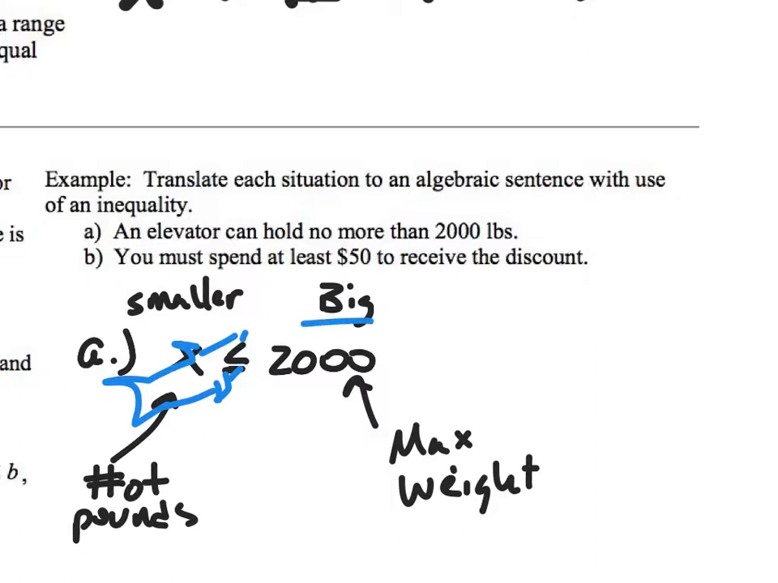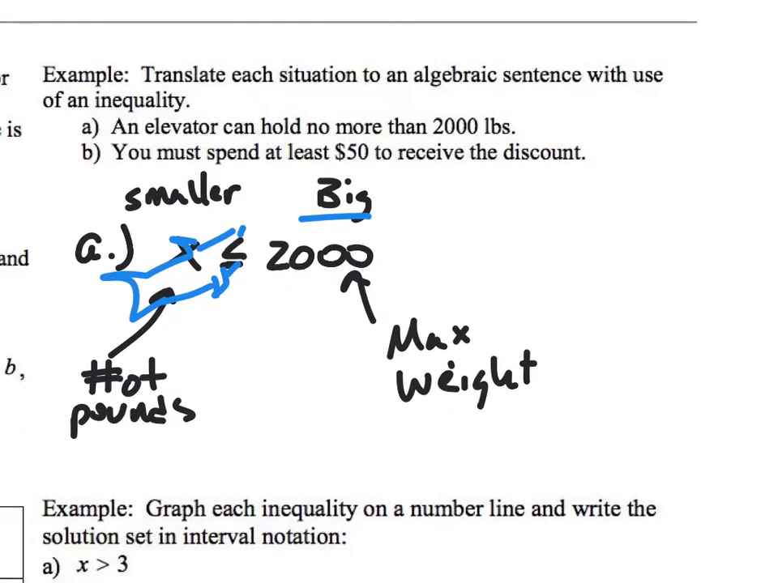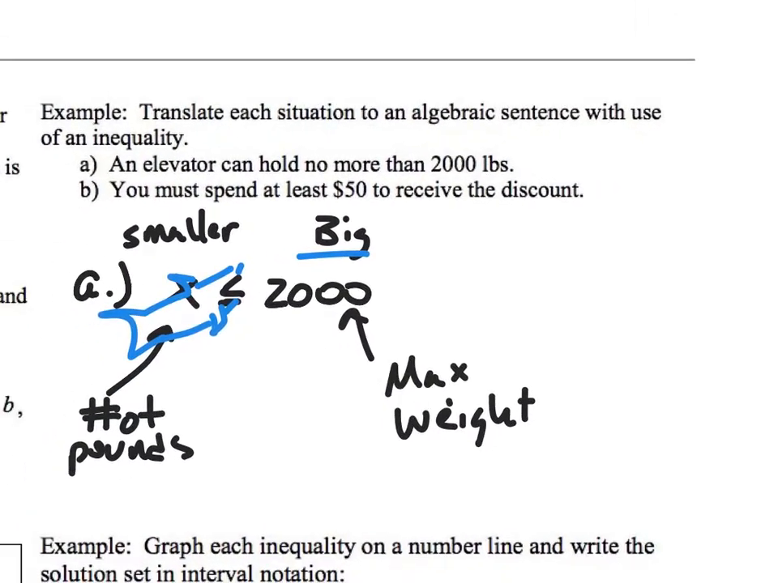So, all right, let's take a look at part B. Part B is: you must spend at least $50 to receive the discount. So if you're going to buy something and you get a discount if you spend more than this amount of money, that's what this means. At least $50 means that you need to spend $50 or more.